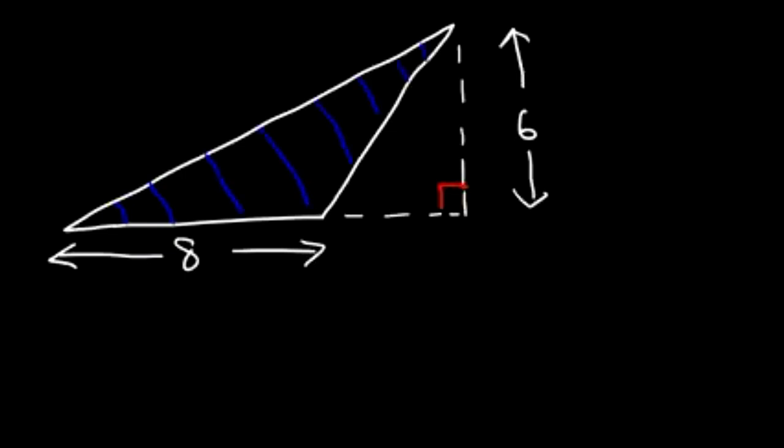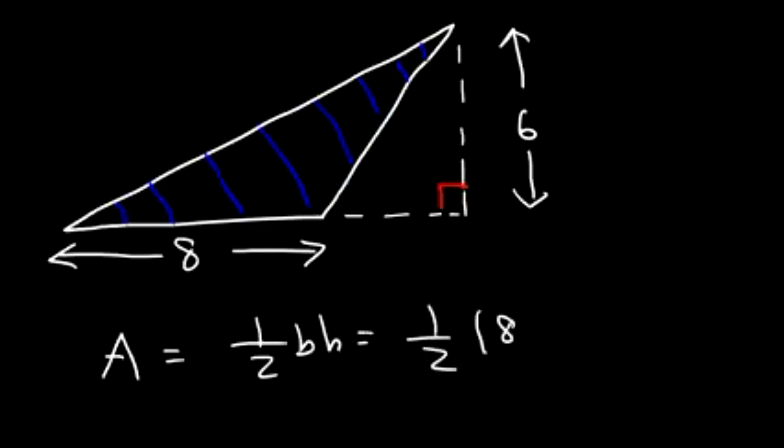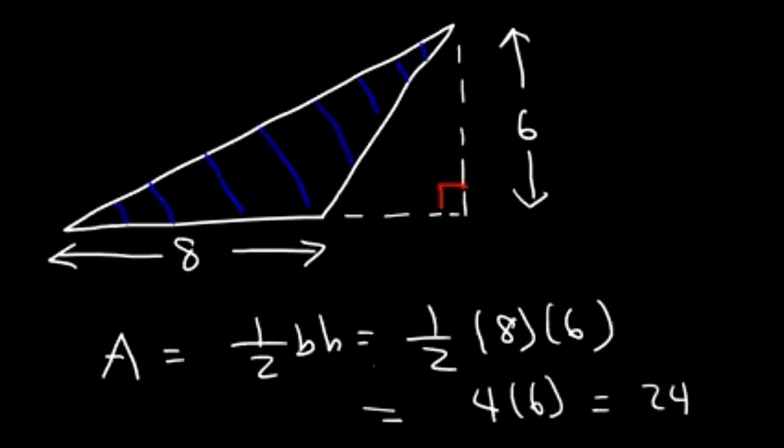Now you can use the same formula to find the area of that triangle. It's 1/2 base times height. So in this example, the base is 8 and the height is 6. Half of 8 is 4. 4 times 6 is 24. So that's the answer for this example.